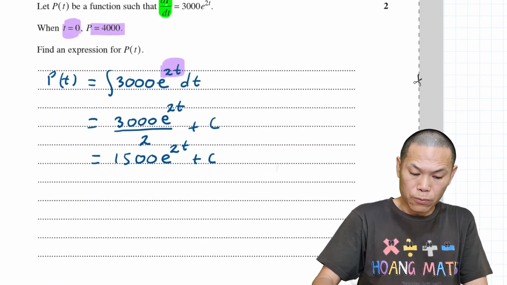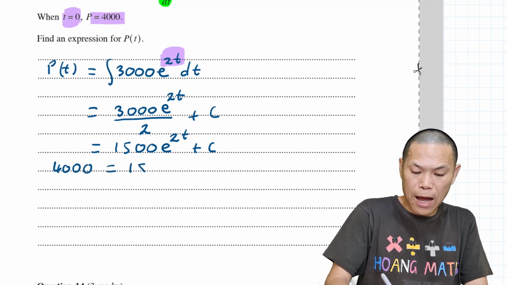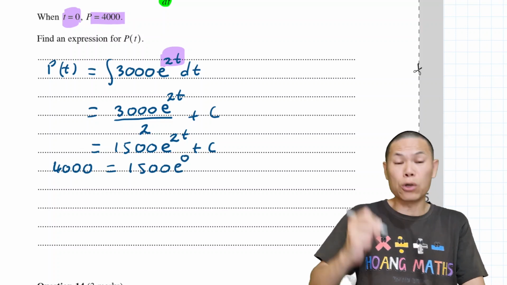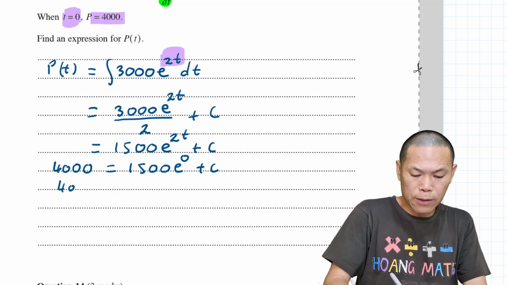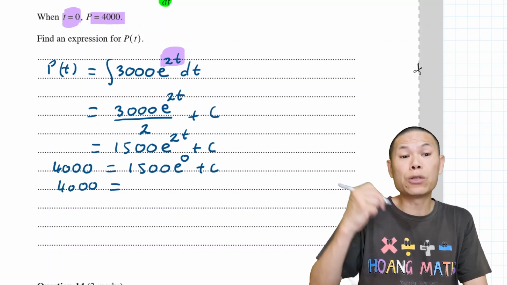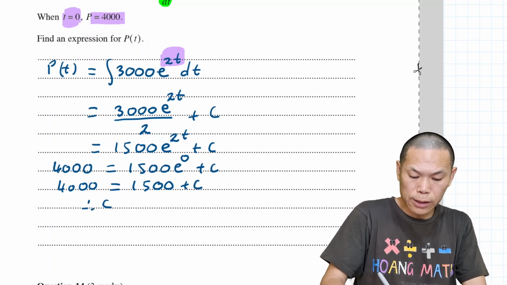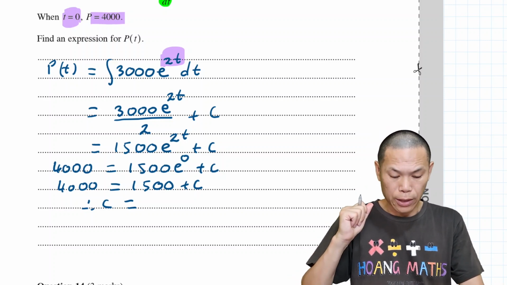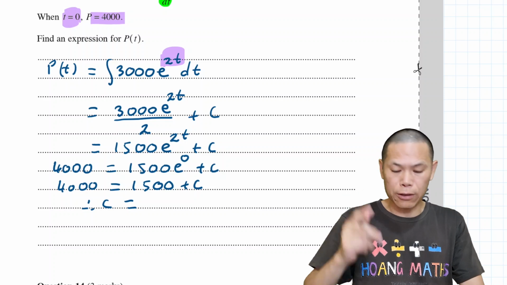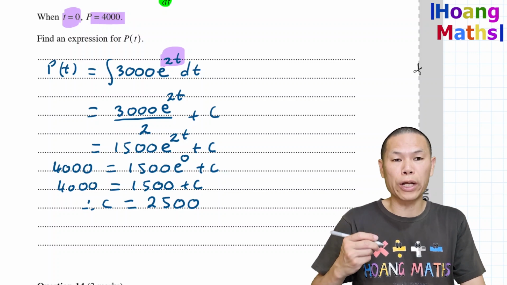So therefore, 4000 is equal to 1500 e to the 0, because 2 times 0 is 0, add a C. And that will give me 4000 is equal to, e to 0 is 1, and 1500 times 1 is 1500, add a C. So therefore, C is equal to 4000 minus 1500. So 4000 minus 1000 is 3000. 3000 minus 500, so 2500. Of course, you can just put it on a calculator.